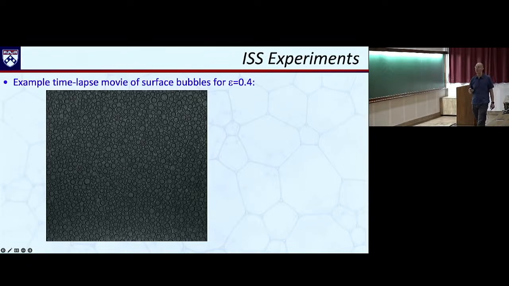This is from the so-called overview camera. We can see the surface bubbles. We'd like to measure their areas. Now their areas change with time. See how that goes.